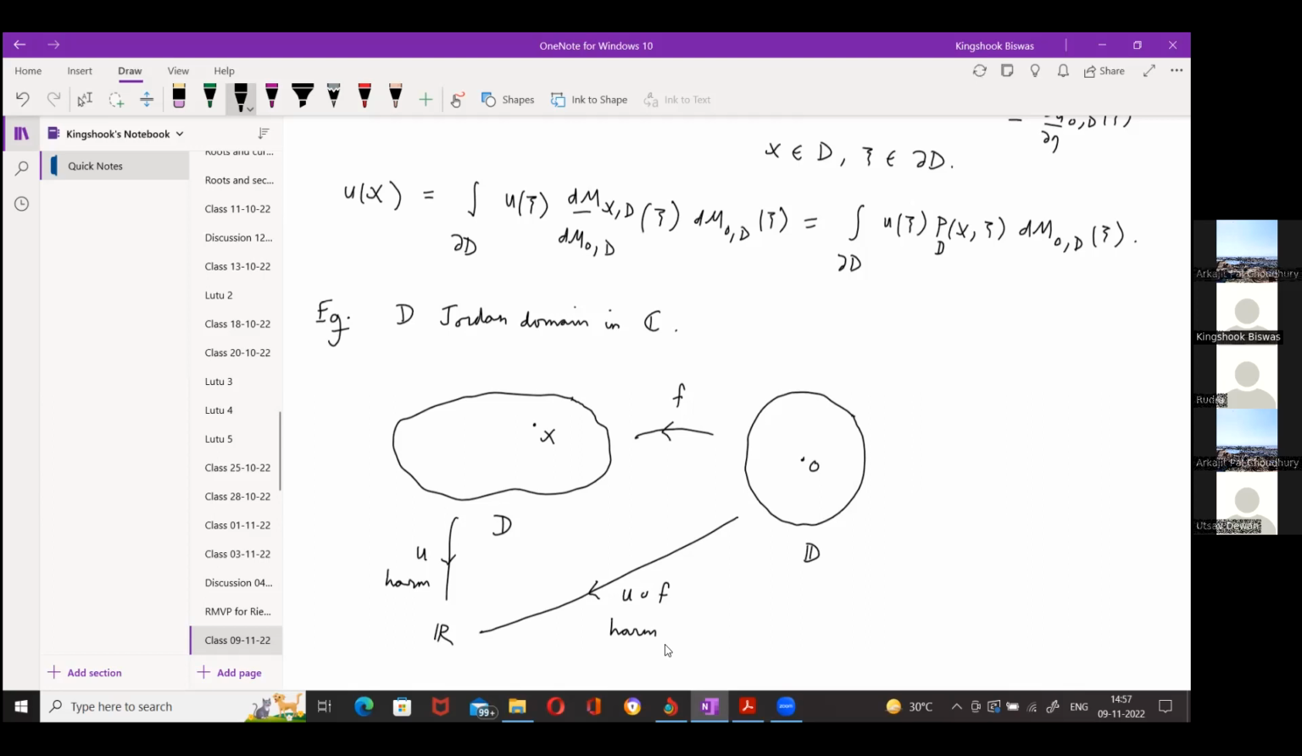And so the value of U composed with F at the origin, by the mean value property, is just the average with respect to Lebesgue measure on the circle S1, right? Say d lambda is the normalized Lebesgue measure on the circle, d theta by 2 pi. Then U of X is U of F of 0, which is the integral over S1 of U composed with F of xi d lambda of xi. This is the mean value property.